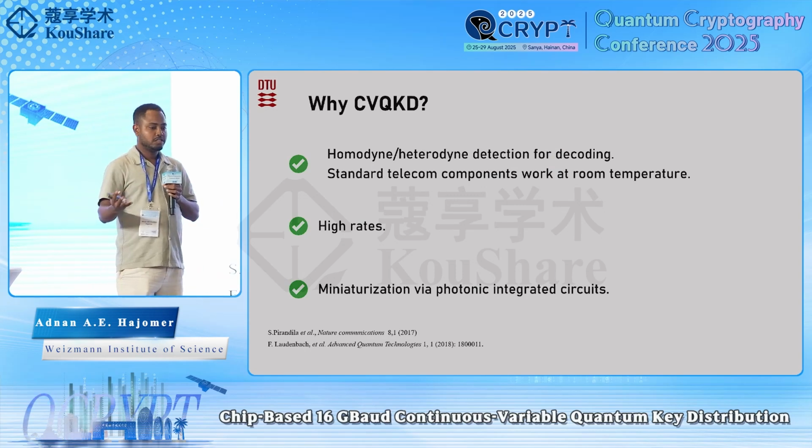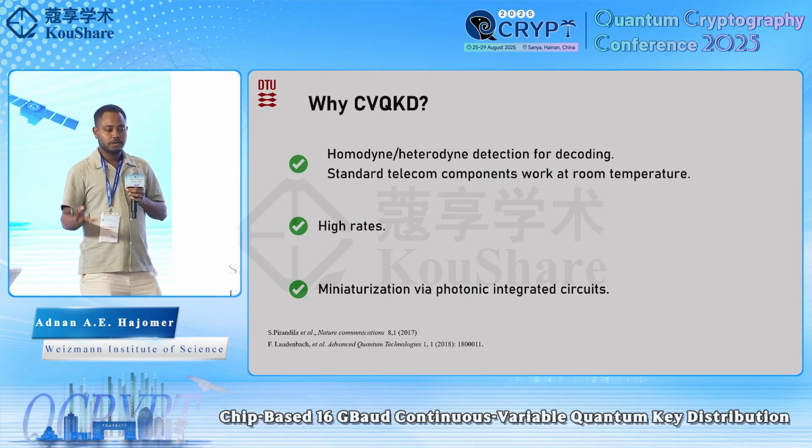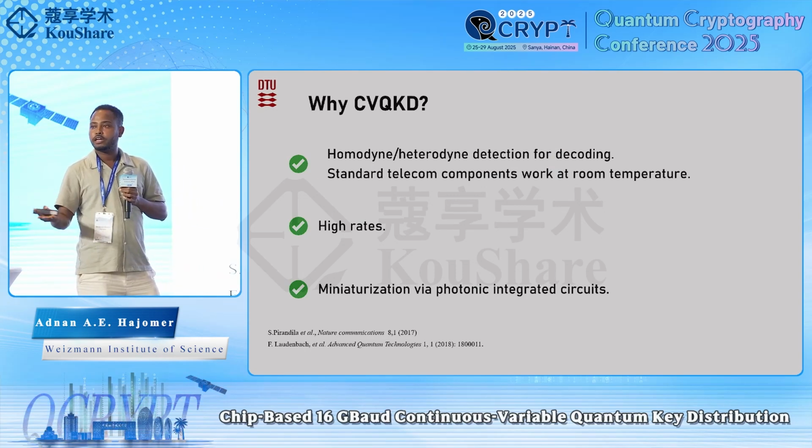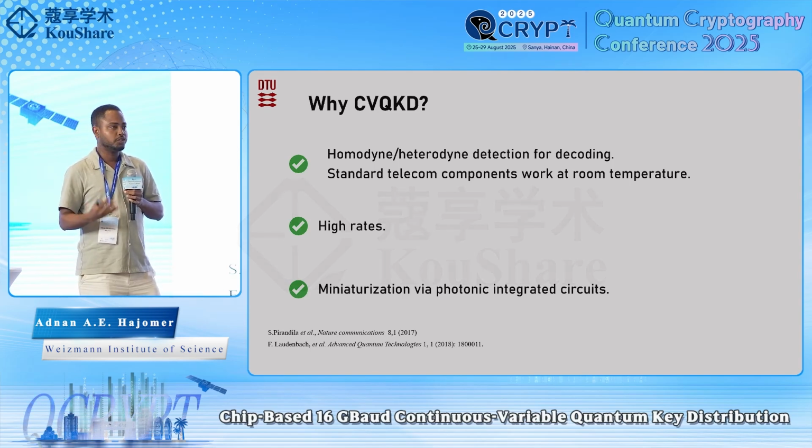Why are we interested in CVQKD? The obvious reason is that it uses homodyne and heterodyne detection, which are basically classical telecom components that can operate at room temperature. Another benefit of CVQKD is the high rate, and it is also compatible with photonic integration, so it can easily miniaturize the system.